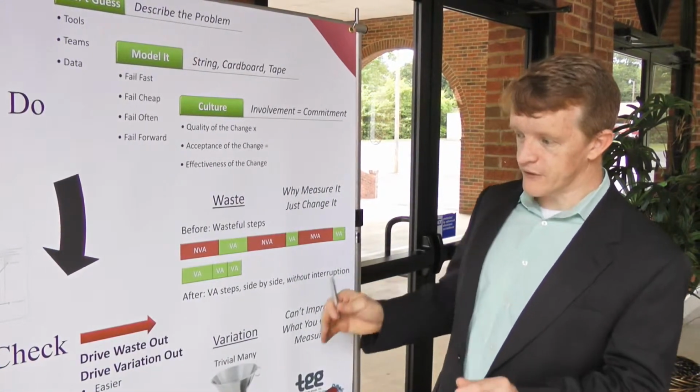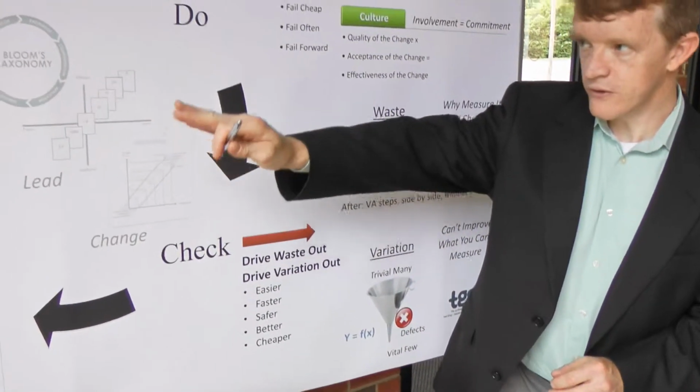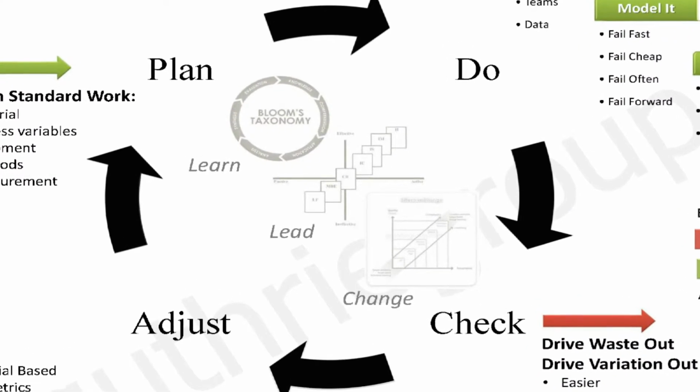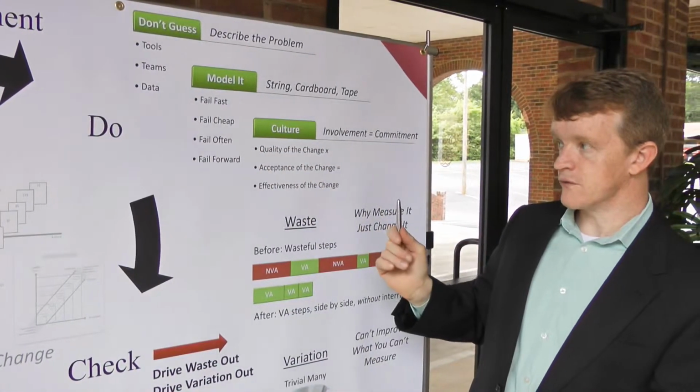So we've covered a lot of ground. We're driving out waste and variation. We're pulling in standard work. We're going through a PDCA engine. We've got some advice on how to do it. Don't guess, model it, and make sure that you observe the culture.